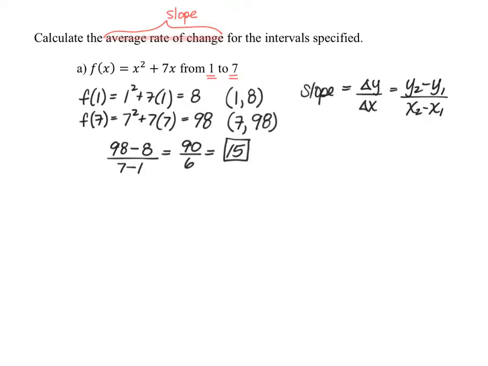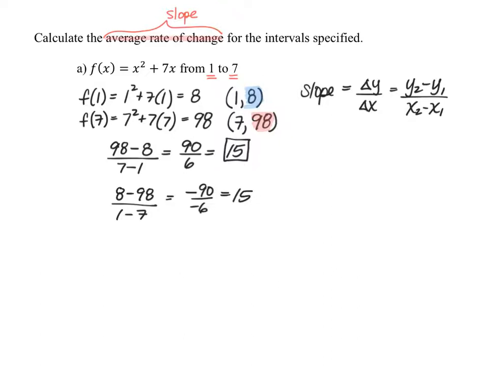Now a quick note about slope. For the computation that I just did, I started with 98 as my y value, but of course we could also compute slope starting with the 8. Let me just show you that. That would be 8 minus 98 divided by 1 minus 7. So in that case, we'd have negative 90 divided by negative 6, but you still get an answer of 15.